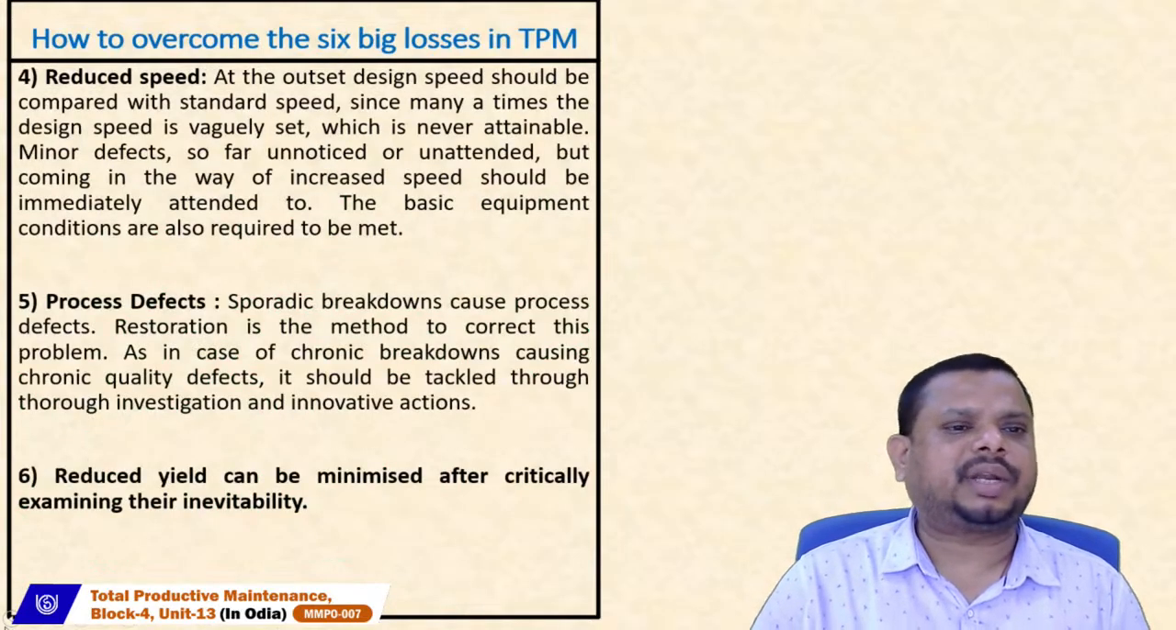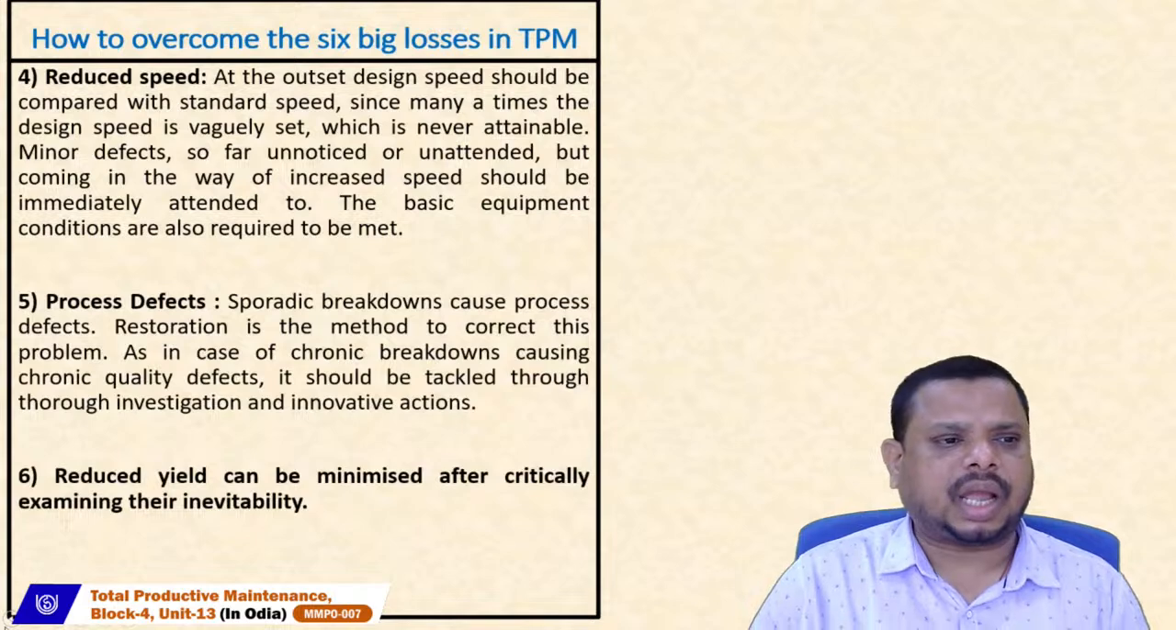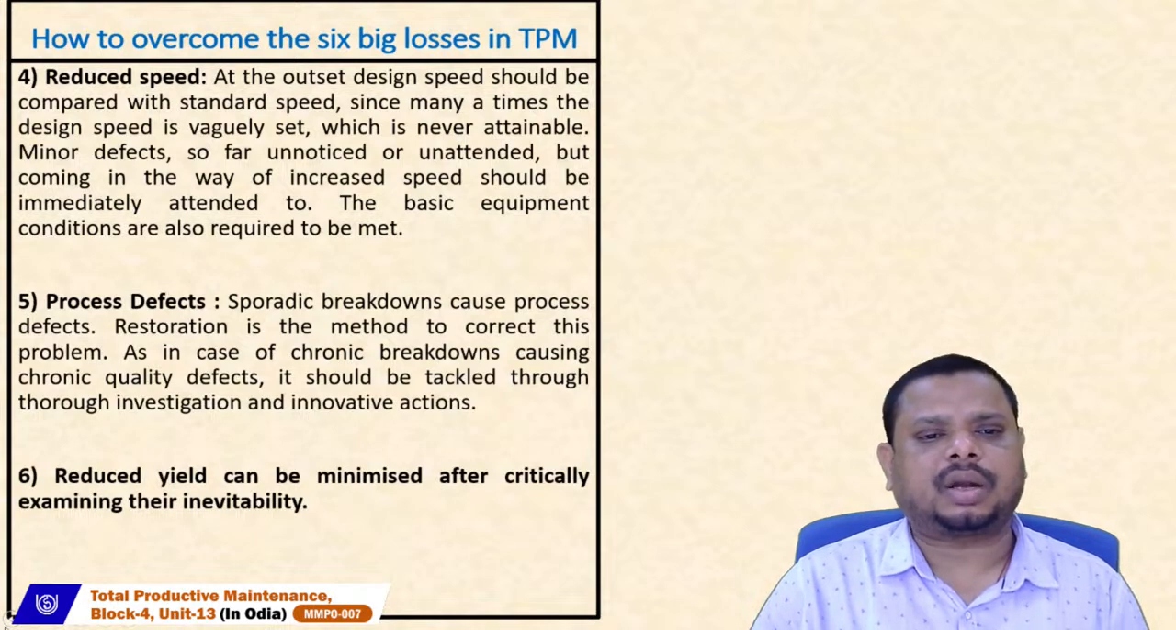The next one is reduced speed. At the outset, design speed should be compared with the standard speed, since many times the speed is vaguely set and is never attainable. Minor defects so far unnoticed and unattended, but coming in the way of increased speed, should be immediately attended to. So the basic equipment conditions are required to be met.